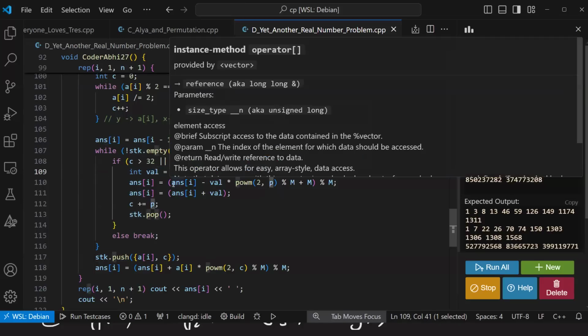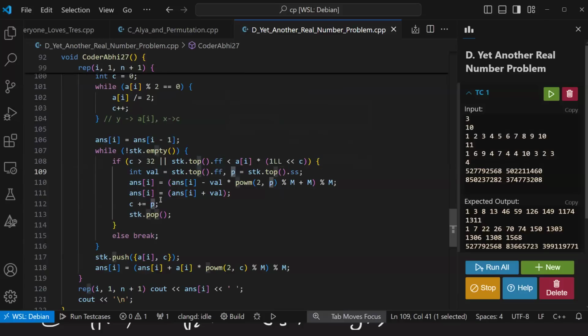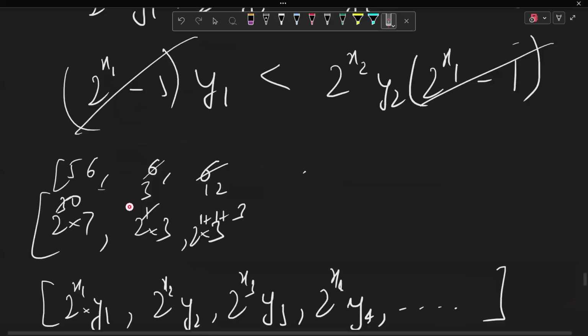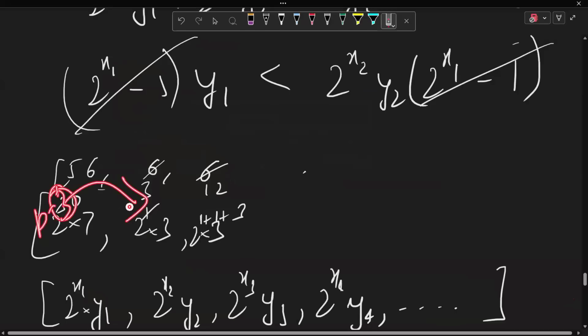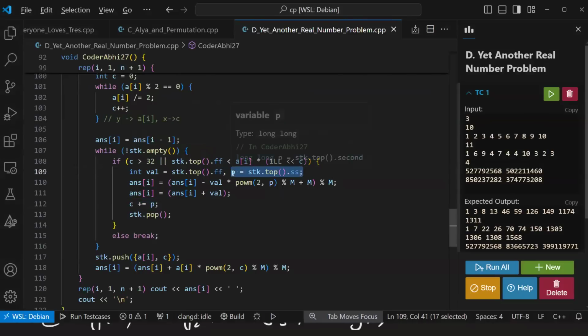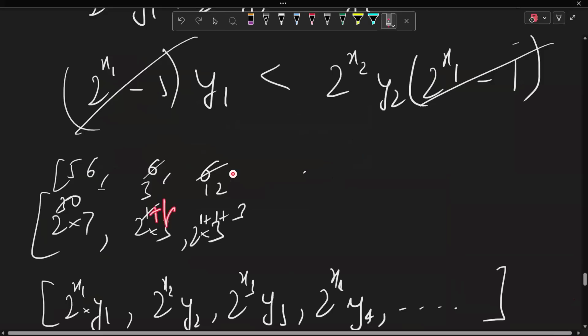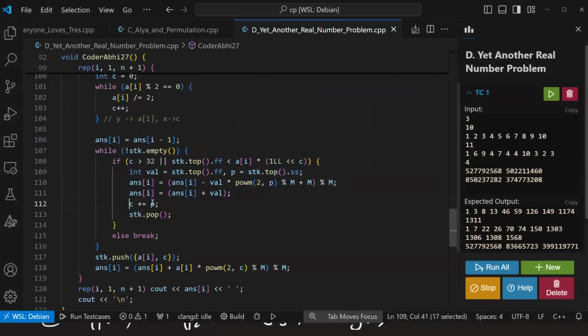In c, I would add p. So these powers are moved here. This power is denoted by p here. In stack dot second, I have stored p. So this p power is now added here. So c plus equal to p I'm doing. In c, I'm storing the current power, and in that I'm adding p. And how am I updating my answer?